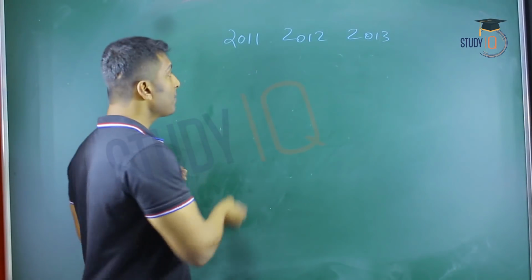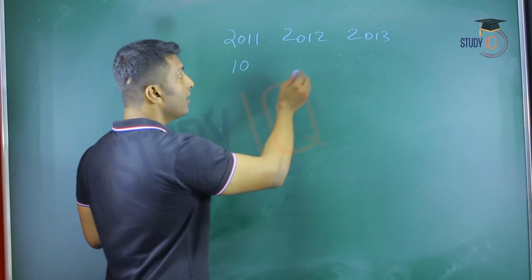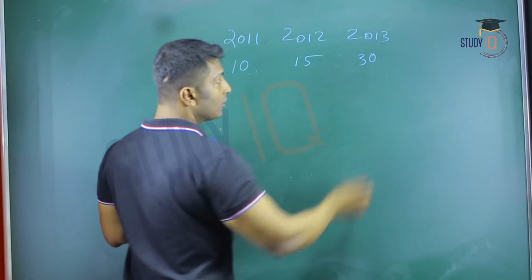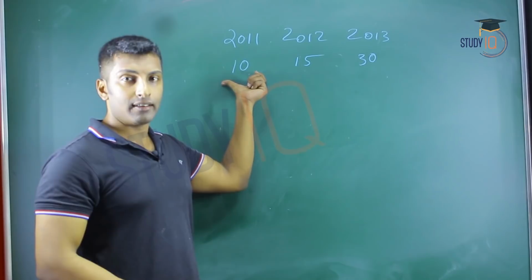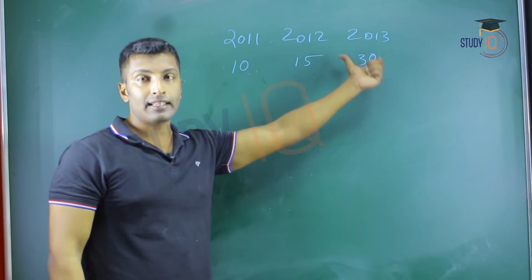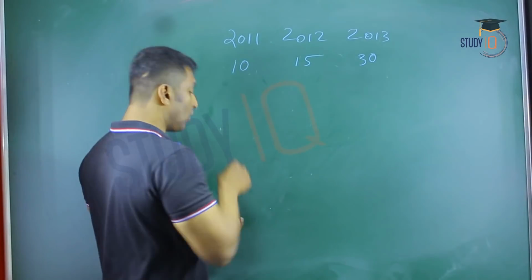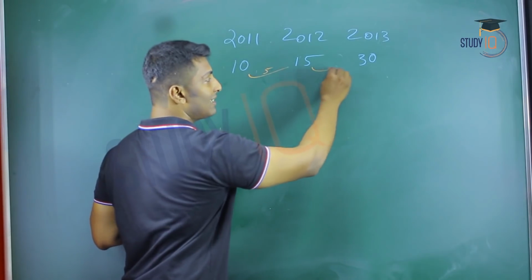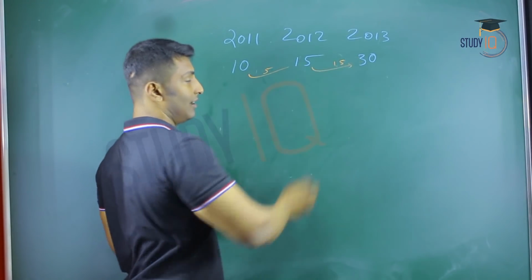So what I'm saying is, this is 10, okay? This is, let's say, 15, and this is, let's say, 30. So production of a company was 10, 10,000, 1 lakh or whatever it is, 15 and 30 in 3 years. So now if I ask you what is the change here, you will tell me the change is 5. What is the change here? You will tell me the change is 15.